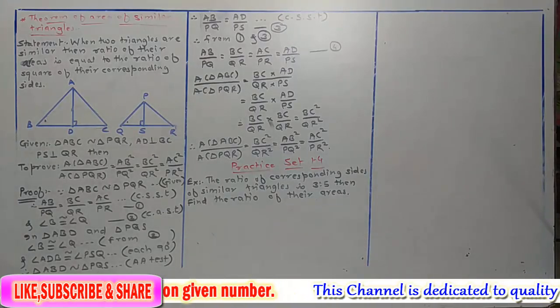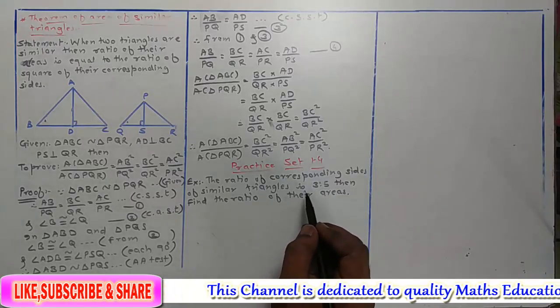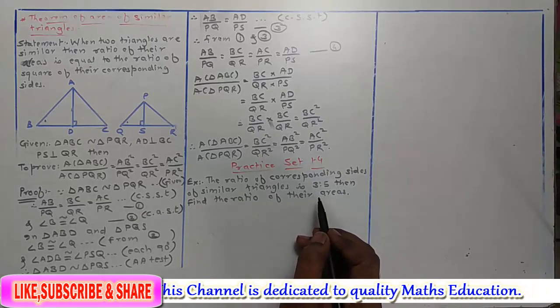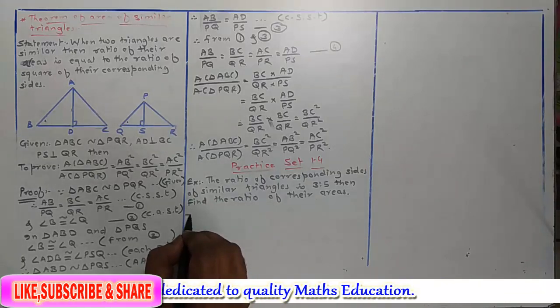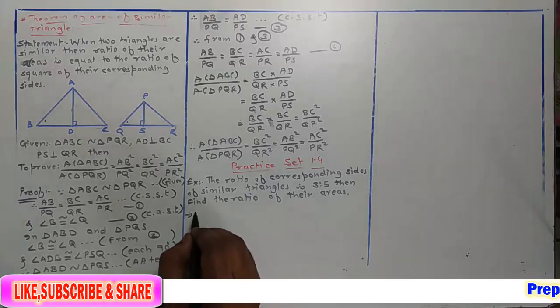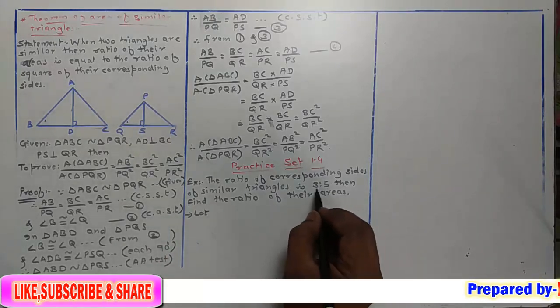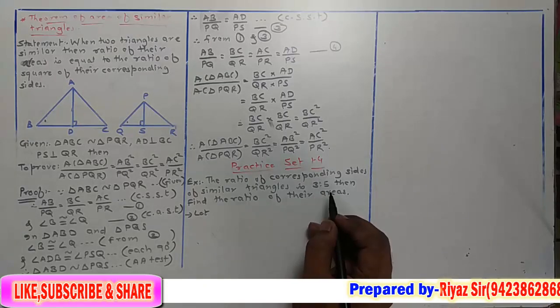Okay, what is given in this? Ratio of corresponding sides of two similar triangles. The ratio of the sides of two similar triangles is given as 3:5. Then we have to find the ratio of their areas. So we consider, let. Now here the ratio given is 3:5, the ratio of sides. This means there will be one small triangle and one large triangle.